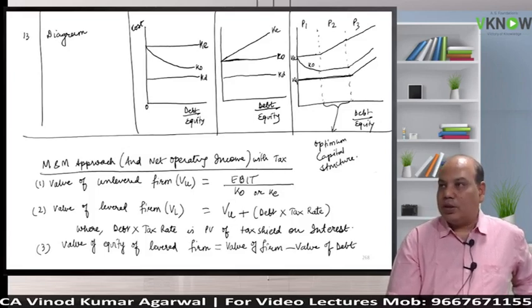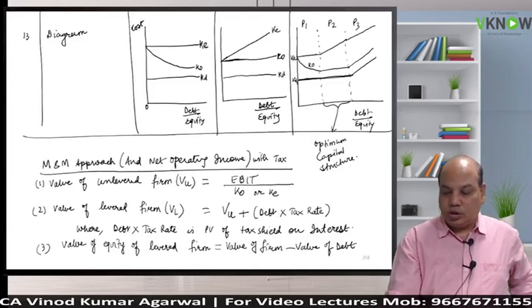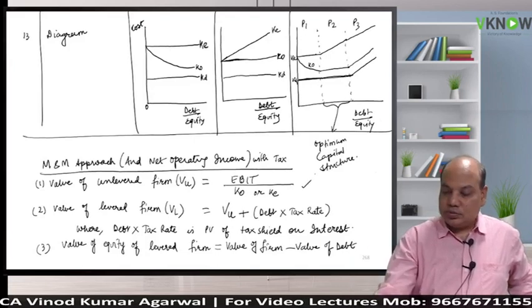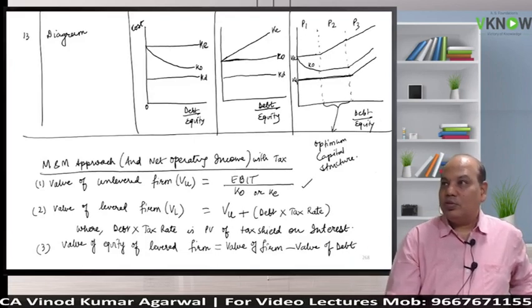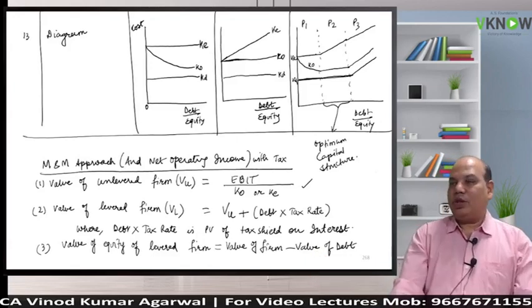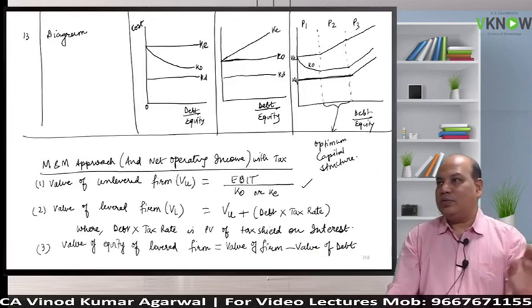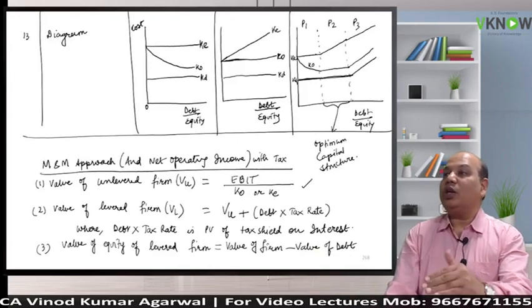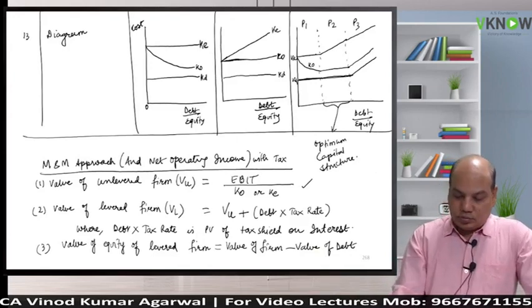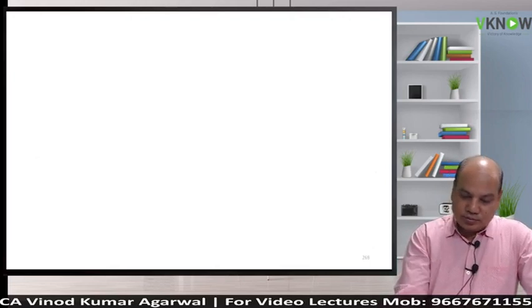Value of firm minus value of equity of levered firm. What about value of equity of unlevered firm? Same. Equity and firm have the same value if there is no debt. KO and KE are equal. Value of firm and value of equity are equal for an unlevered firm. Up to this you have noted.